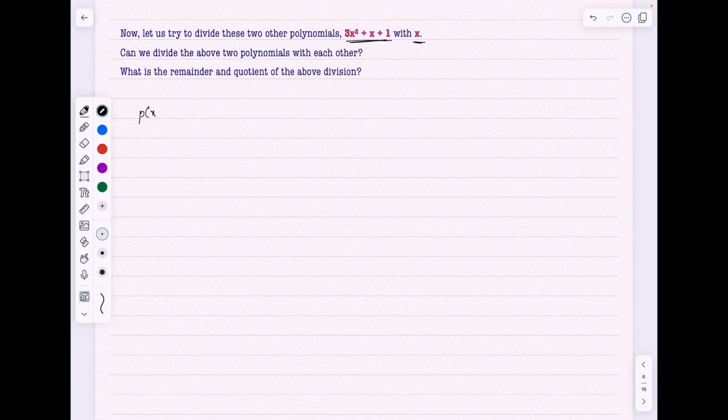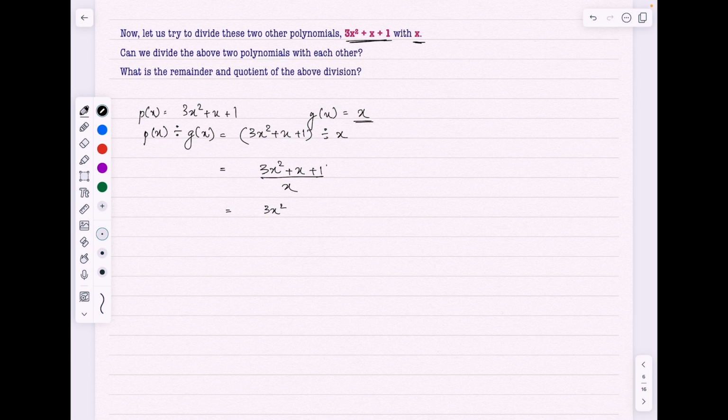But in this question, it asks to divide these two numbers. Here I am taking p of x as 3x square plus x plus 1, and g of x as only x. Now it tells me to divide p of x by g of x. So I write 3x square plus x plus 1 divided by x, in fractional form. You separate the numerator: 3x square by x, plus x by x, plus 1 by x.